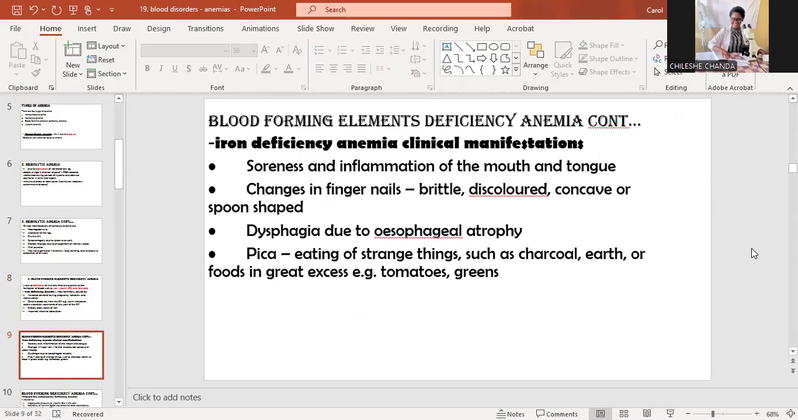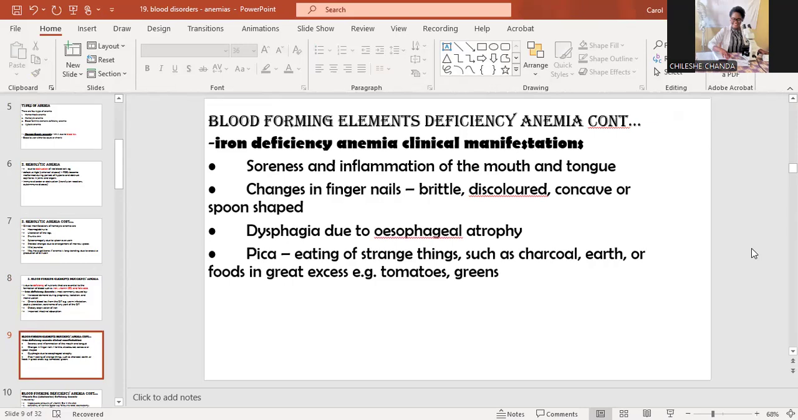Some of the clinical manifestations of blood forming elements deficiency anemia include inflammation of the mouth. The tongue will look inflamed. Those are the people that when you look at them, yes, they're anemic, but they have sores in the mouth. Fingernails will become brittle. They'll easily break. They'll look clubbed, like a spoon. You look at their fingernails, they look like a spoon. They are clubbed.